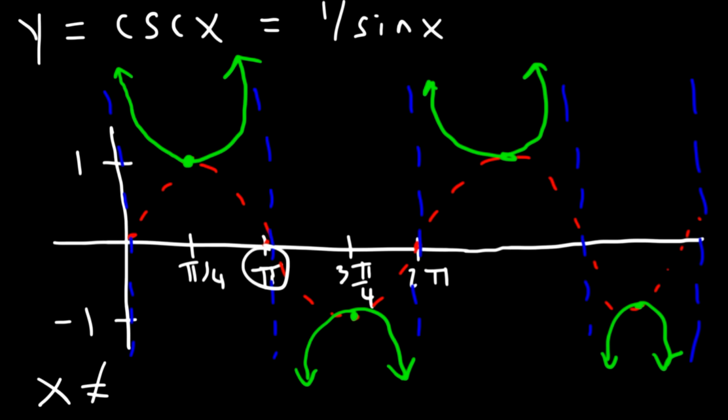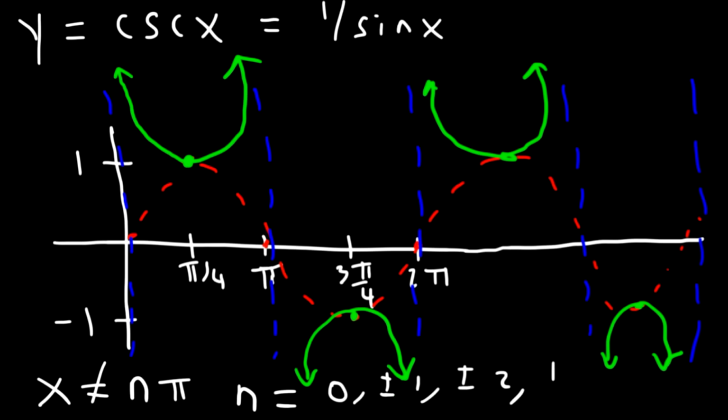So we need to write an equation. We could say x cannot be n pi, and we need to define what n is, where n is 0 plus or minus 1 plus or minus 2 plus or minus 3, and this just keeps on going to infinity. So that's how you can represent the domain. It's by describing what values that x cannot be in this function.